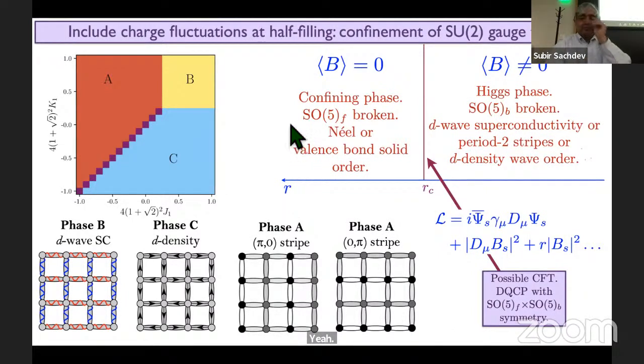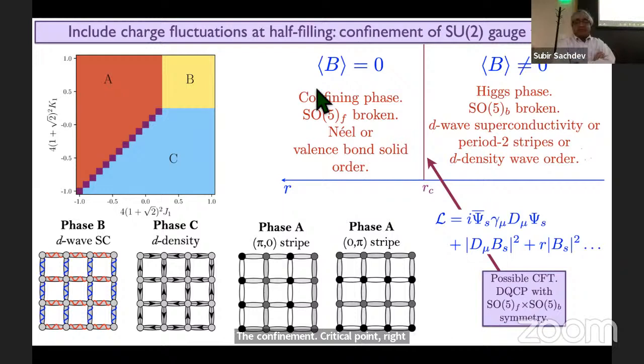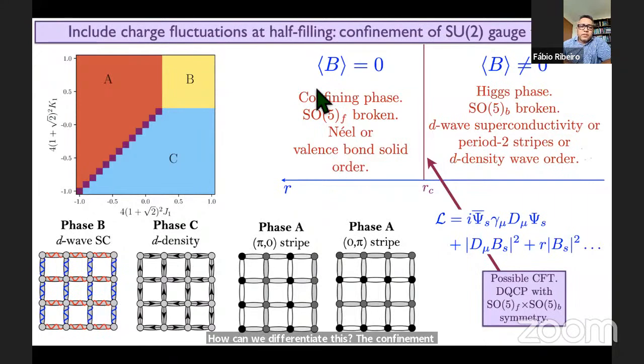Yeah, go ahead. Please, at some moment you said that it can be possible to have a deconfined quantum critical point, right? Yes. How can we differentiate this deconfined quantum critical point between the Néel order and the VBS, valence bond solid, order? And what is the universality class of this phase transition?